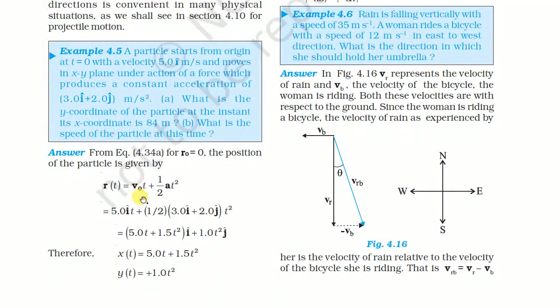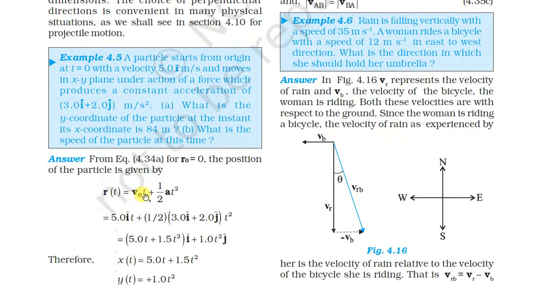So see here, we have r equals v0 t plus 1 half at square. Now v0, the starting velocity, is 5.0 i cap, plus 1 half times (3.0 i cap plus 2.0 j cap). So the 1 by 2 gives us (1.5 i cap plus 1 j cap) into t square.